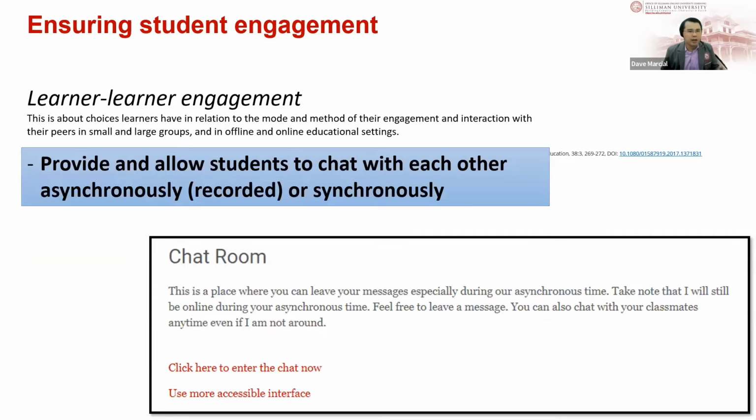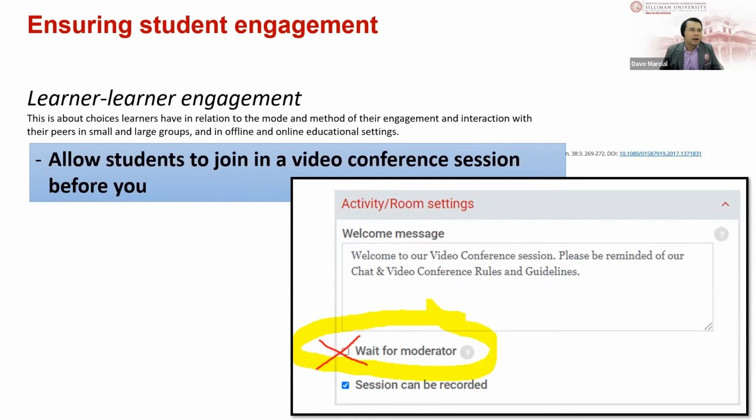Provide and allow students to chat. Yes, that's what Ma'am In said: to chat with each other asynchronously, recorded, or synchronously. But make sure it is moderated, with rules set. And then there is also email, because when we say chatting, it can be asynchronous. Asynchronous means the student talks, the other answers later, and when they open it, they can read it using the email inside our My Soul.